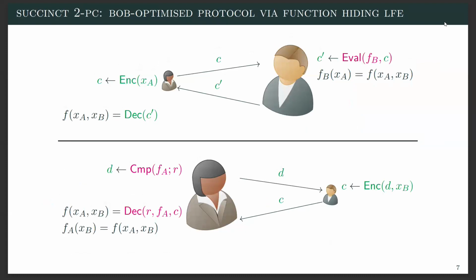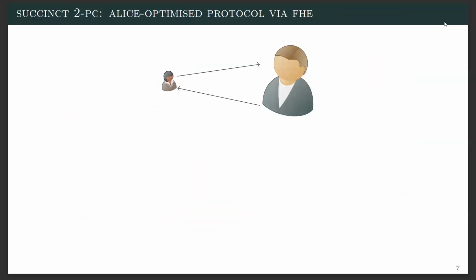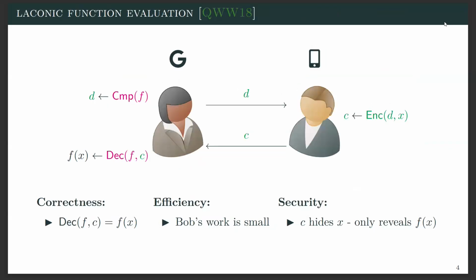Yeah, so for this application, the succinct two-party computation, we actually use a function hiding version of LFE. If it's function hiding, then the compression algorithm will be deterministic. So to answer your question in short, yes, there is a version where you can hide the function from Bob. Yes. Thanks. And just to say that there is a generic compiler that takes an LFE scheme and turns it into a function hiding one.